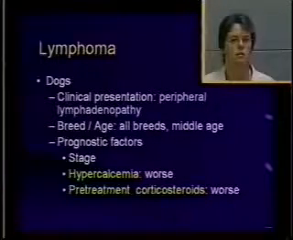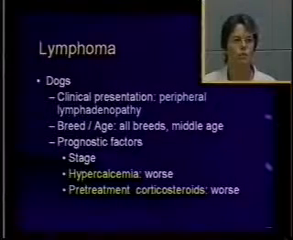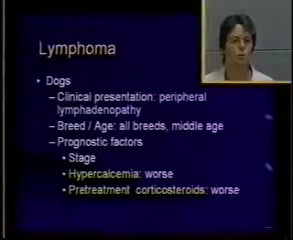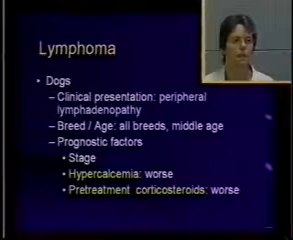There are a number of factors that are considered to be prognostic when you're trying to discuss life expectations with the owners. Animals that present that are hypercalcemic tend to have a worse prognosis. Those tend to be T-cell lymphomas, which we know are less chemotherapy responsive.